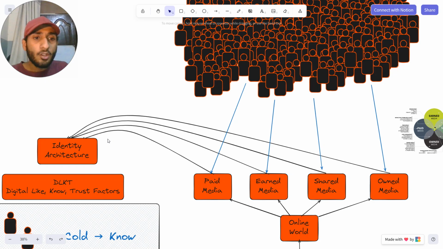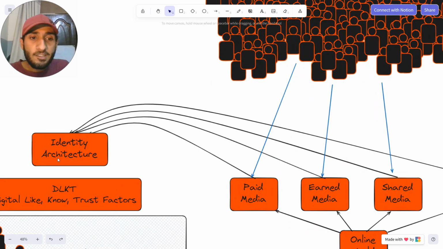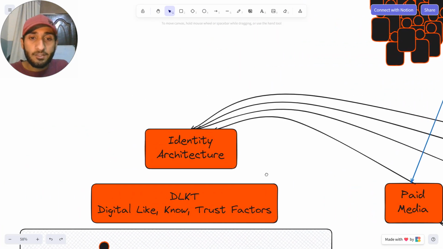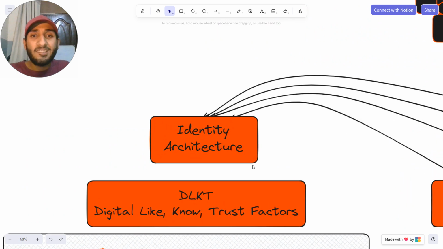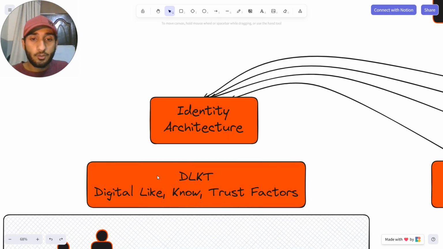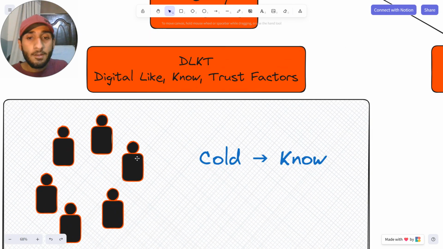Okay, so what identity architecture does in the sense of building the digital know, like and trust factor, we are just going to cover this DKLT. Okay, there are several types of audience: cold, warm, and hot. Okay, so there are the cold audience. They are going to know you.